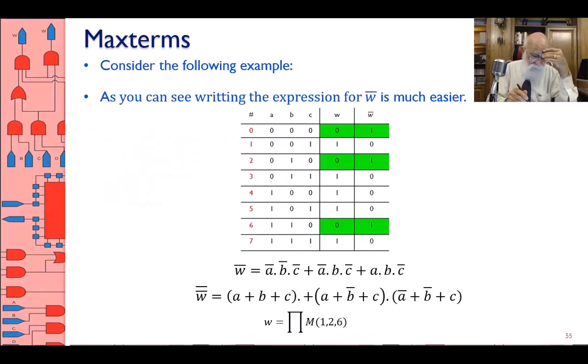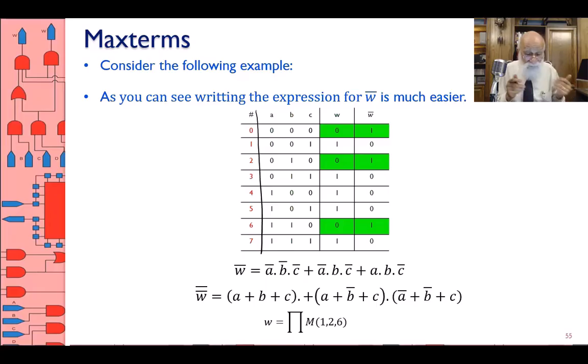Here I have a three variable map, and this three variable map has 3 zeros in it. 0, 0, 0 gives me a 0. And no, this is the row number, not to get mixed up with the variables A, B, C. And this gives me W.